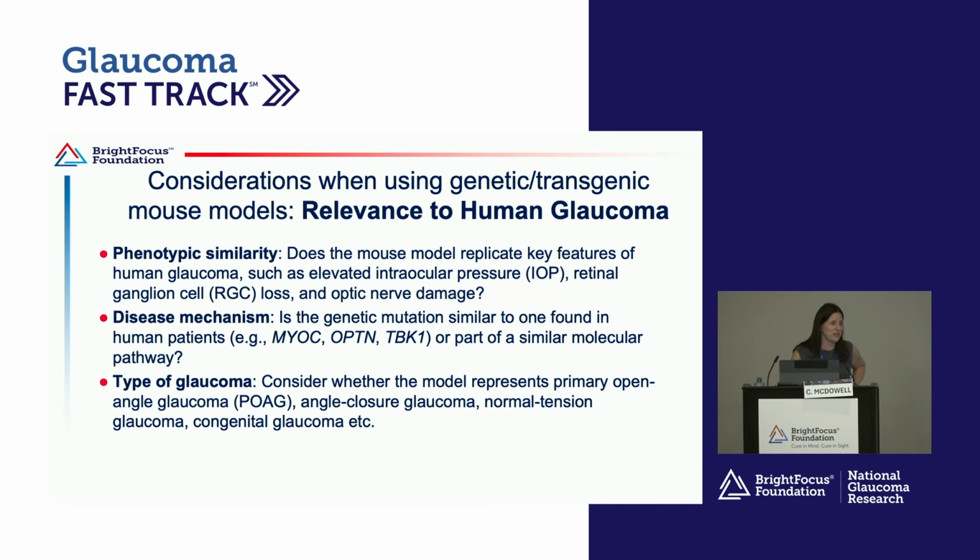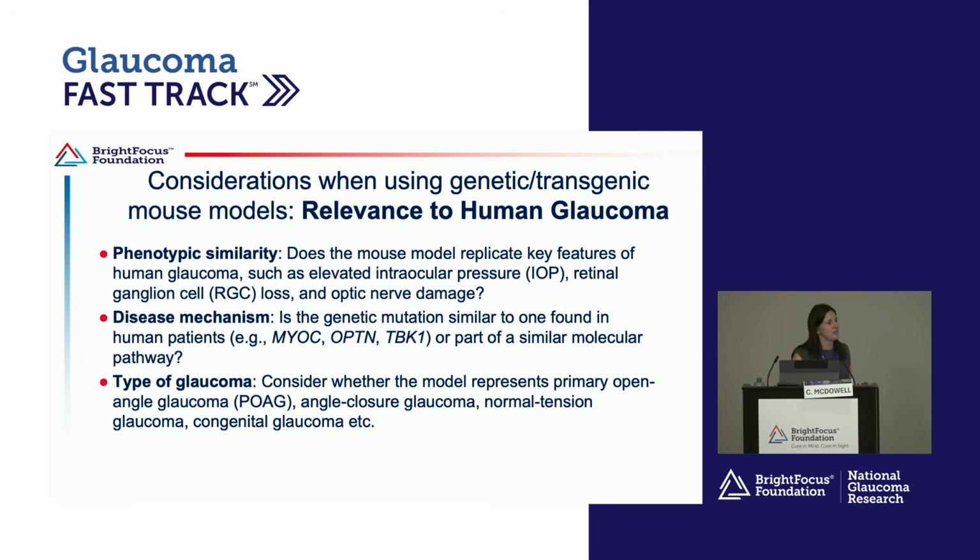So I always tell my students, our job is not to cure mouse glaucoma, it's to cure human glaucoma. So when you're using mouse models, you really need to consider what is the relevance to the human disease. So does the mouse model replicate key features of human glaucoma? Do you get an elevated intraocular pressure? Do you get retinal ganglion cell loss? Do you get optic nerve damage? And what is the progression of each of these phenotypes?